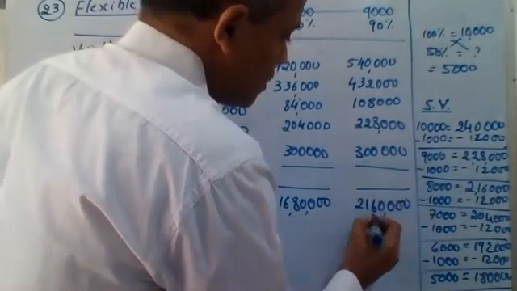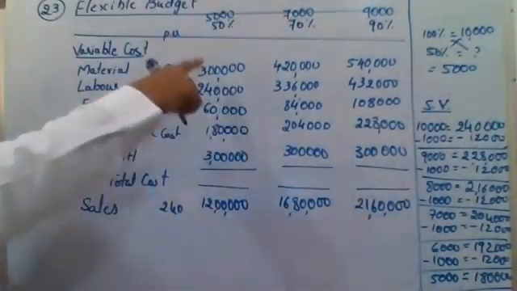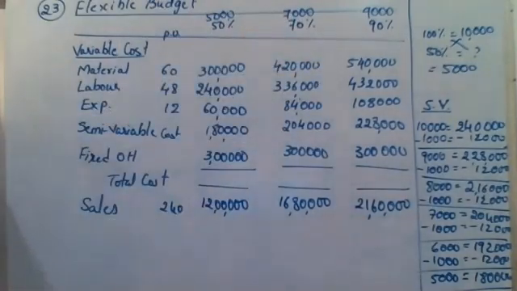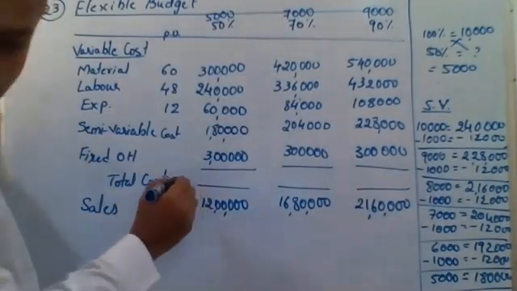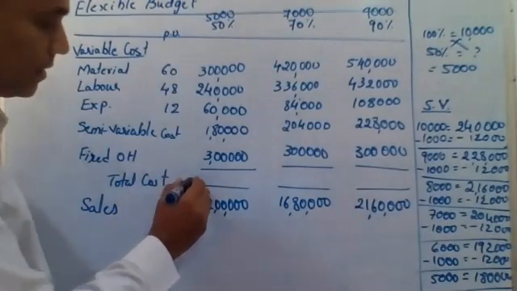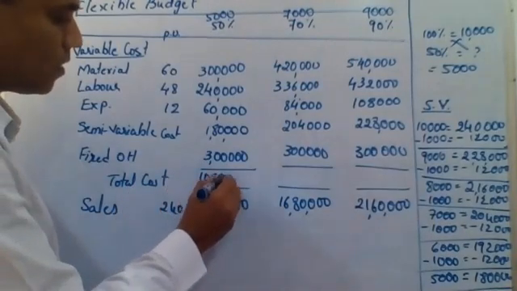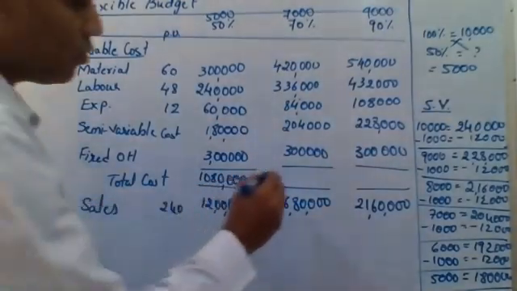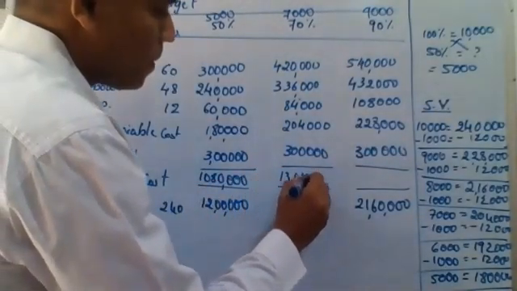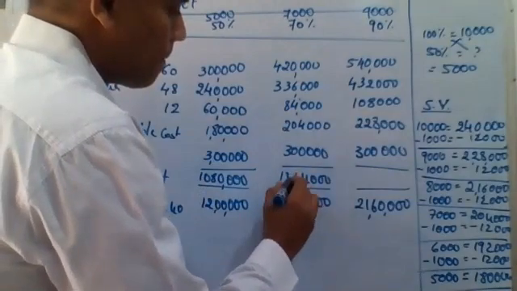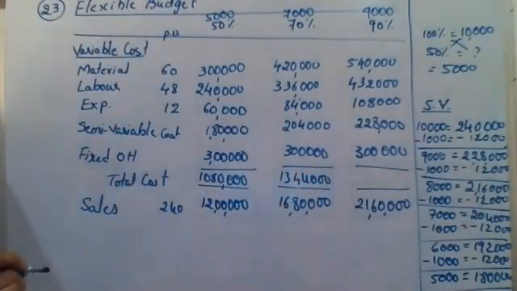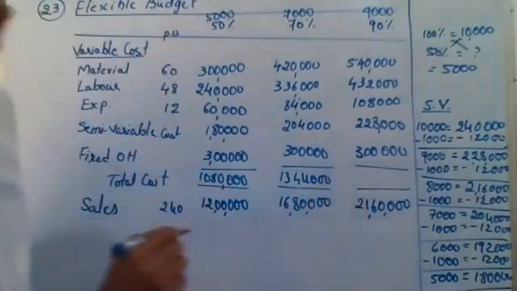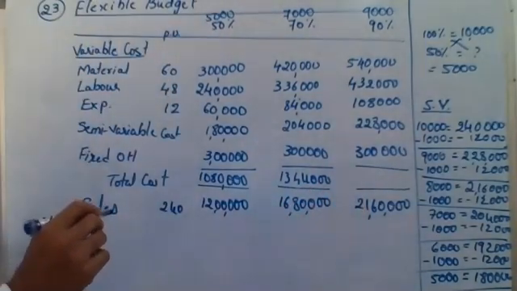That is your sales. When you simply add all these 3 things, you'll get the total cost. So this is coming to around 10 lakh 80,000. This total is coming to 13 lakh 44,000. And this total is coming to 16 lakhs 8,000.